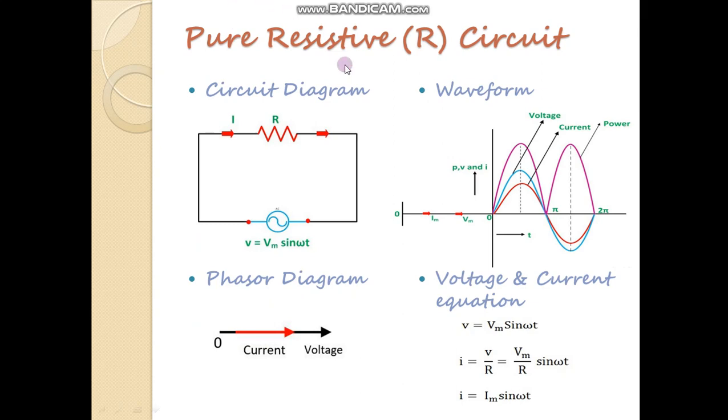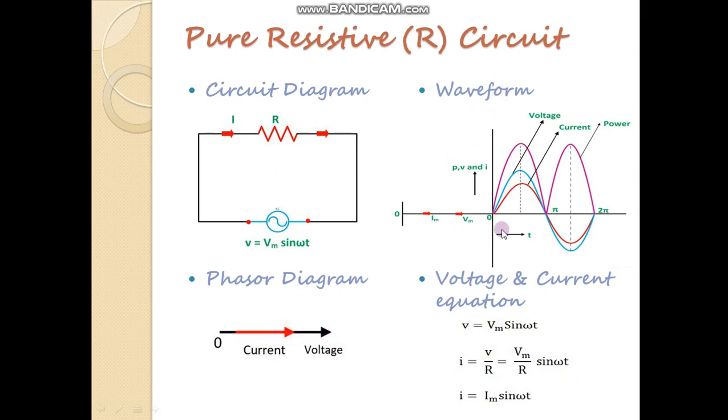See, this is the circuit diagram for the pure resistive circuit. Means the circuit is containing only the resistance, and when we apply the supply voltage V equals Vm sin omega t, then the current I will start flowing through the resistor. Now the phasor diagram: as the circuit contains only a resistor, the voltage and current will be in phase.